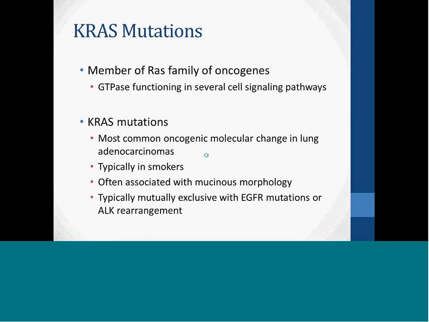A word on KRAS mutations. KRAS is a member of the RAS family of oncogenes, and these are GTPases that function in a number of cell signaling pathways. KRAS mutations are the most common oncogene molecular alteration in pulmonary adenocarcinomas. They typically occur in smokers, often in association with mucinous morphology, and are typically mutually exclusive with either EGFR mutations or ALK rearrangements. There's some data as to whether KRAS mutations are associated with relative resistance to EGFR tyrosine kinase inhibitors, but given that the mutations tend to be mutually exclusive with EGFR mutations, it'll often be the case that patients with KRAS mutations will not respond to those treatments.